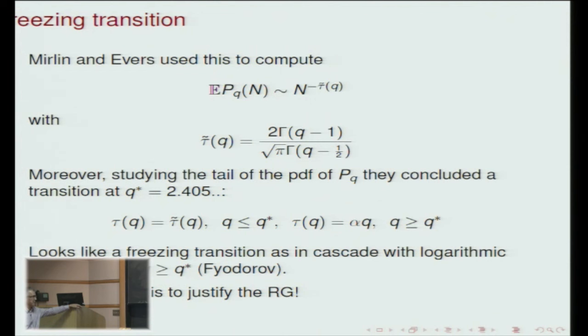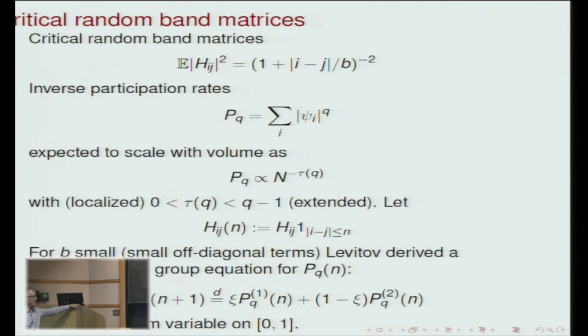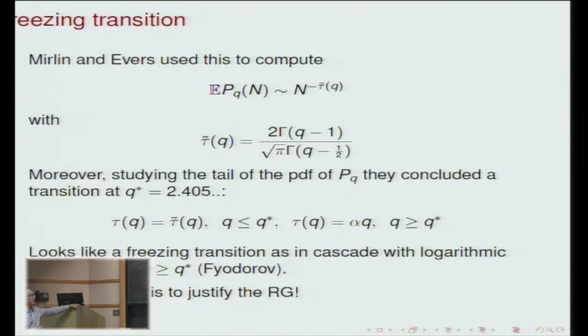Once you have the explicit distribution of this random variable, it's easy to compute how the expected value of the participation rate goes. And this was done by Mirlin and Evers slightly after the Levitov paper. And they see that it goes like a power law. The power law depends on the q, the q index here. Some concrete formula, never mind.